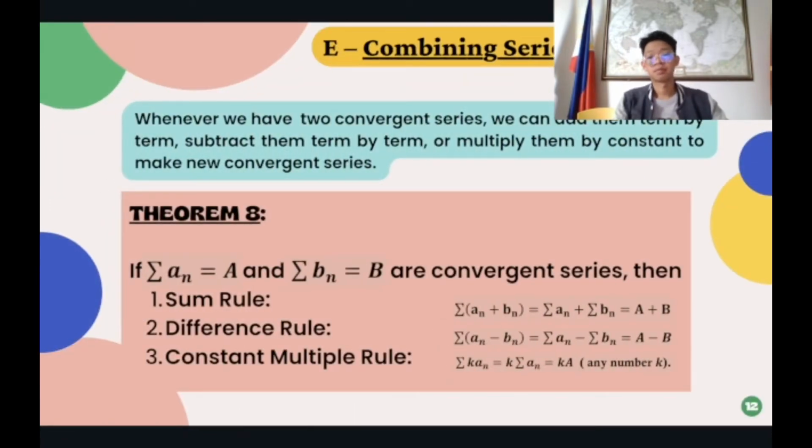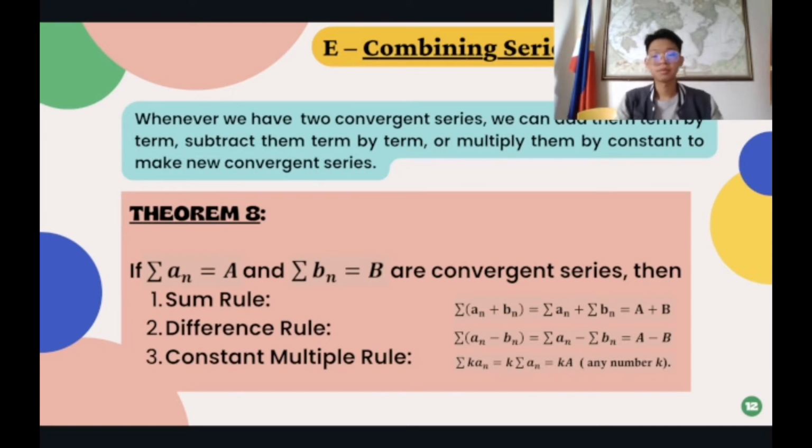E, combining series. Whenever we have two convergent series, we can add them term by term, subtract them term by term, or multiply them by constants to make new convergent series. In Theorem 8, if the sum of an equals A and the sum of bn equals B are convergent series, then we have, first, the sum rule: the sum of an plus bn equals the sum of an plus the sum of bn equals A plus B. And the second, the difference rule: the sum of an minus bn equals the sum of an minus the sum of bn equals A minus B.